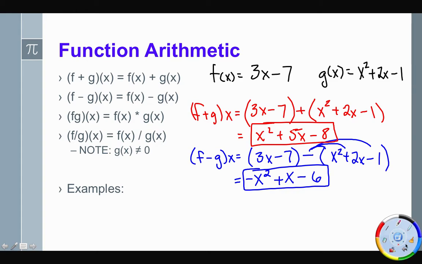Now with multiplication, I've been using parentheses purposefully in multiplication. Oops, forgot to put parentheses around those other x's up there, didn't I? All right, with multiplication, you do have to remember parentheses because they are very important. When I have f times g of x, I'm going to take 3x minus 7, which was f of x, and I'm going to multiply it with the g of x function.